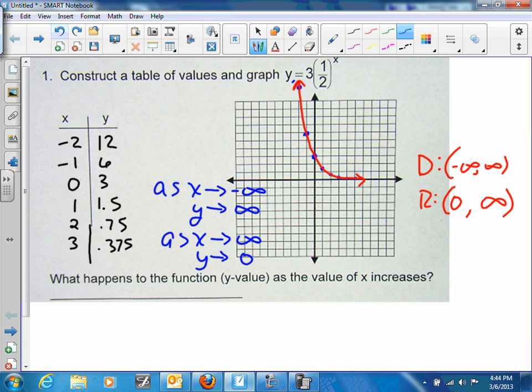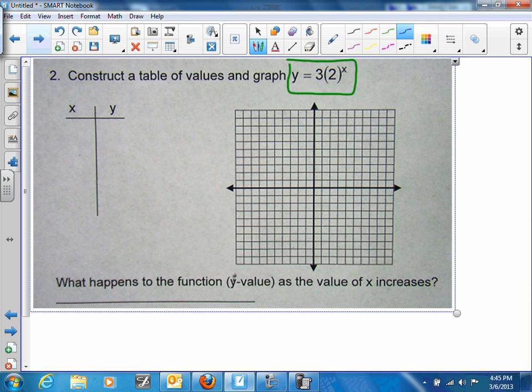Okay? Now, this question here, what happens to the function or the y value as the value of x increases? Well, the y value decreases. All right? The y value decreases closer to 0. All right? Closer to 0. All right, now on this one, this is just the opposite of that.